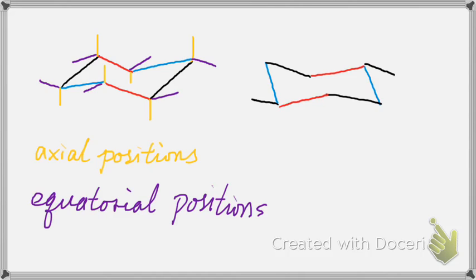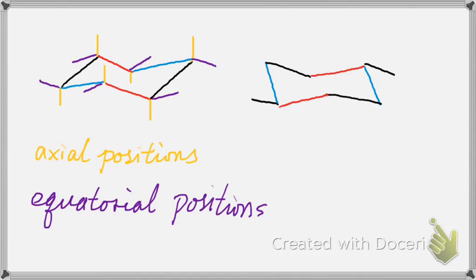Please make a note here. On each carbon atom in the cyclohexane ring, we must have one axial position and one equatorial position. So if you draw the axial bond already going up and down vertically, the other bond on the same carbon must be equatorial. Equatorial is sort of pointing to the equator of the ring.